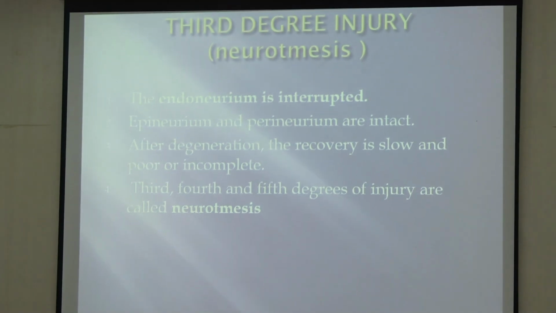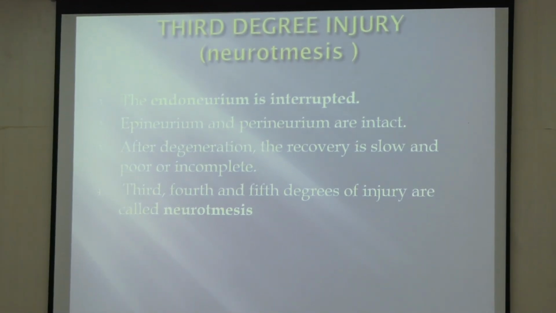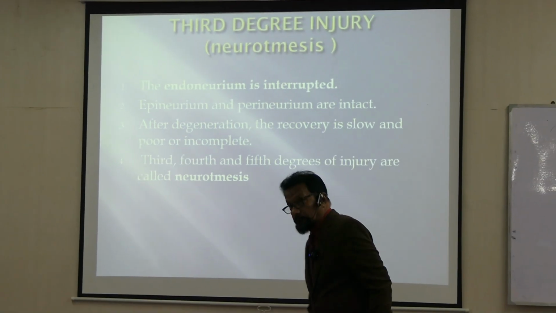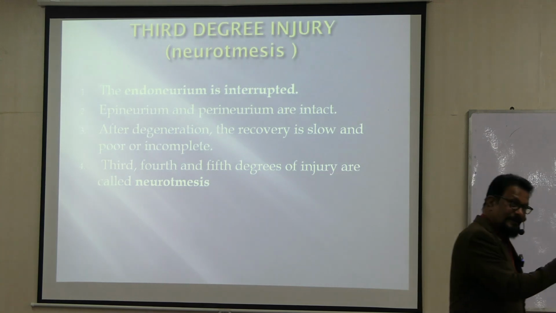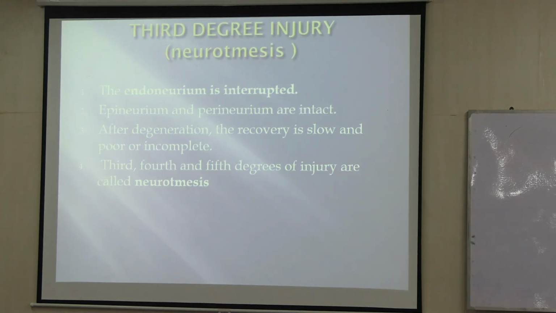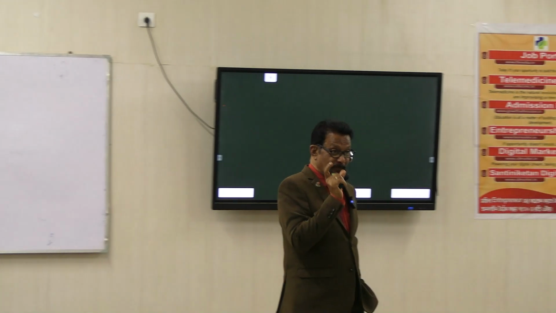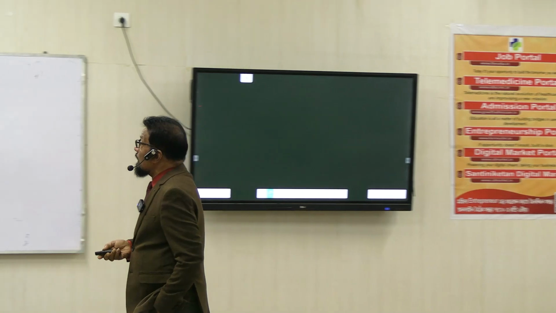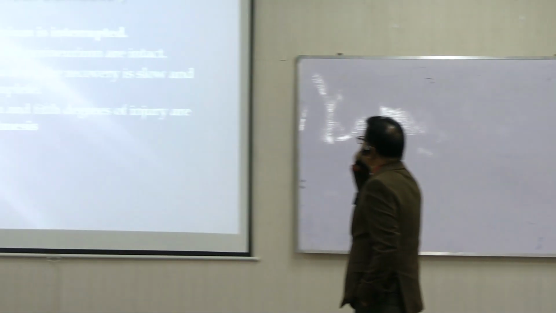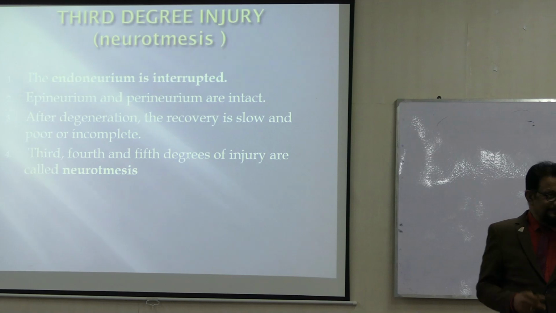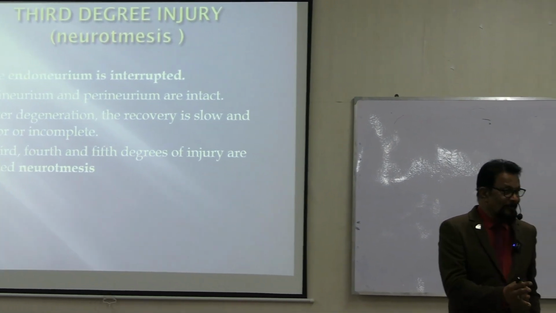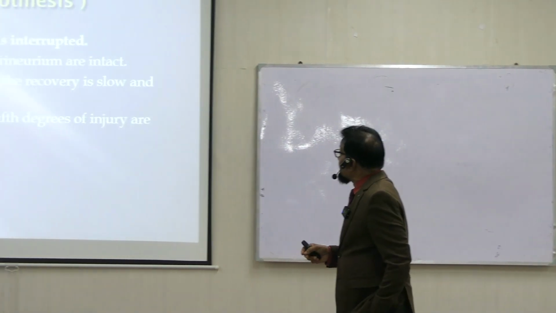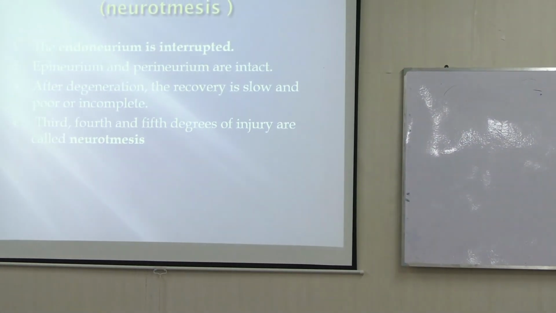The third degree injury is called neurotmesis. So you have to remember these terms. Nerve injury is specifically mentioned in your competencies, so you may expect questions in several examinations. Here the endoneurium is interrupted, deranged. Epineurium and perineurium are intact.